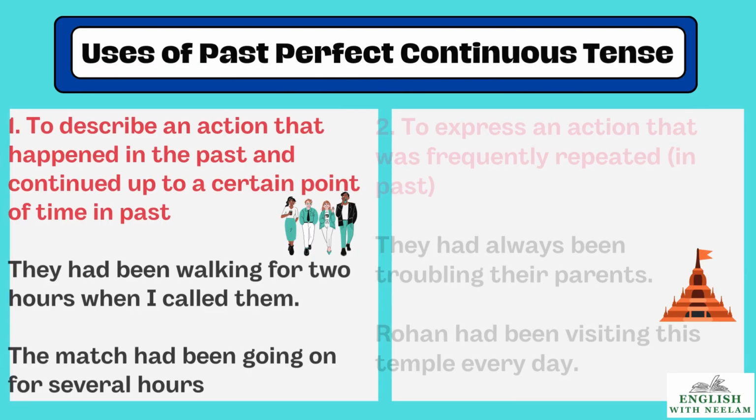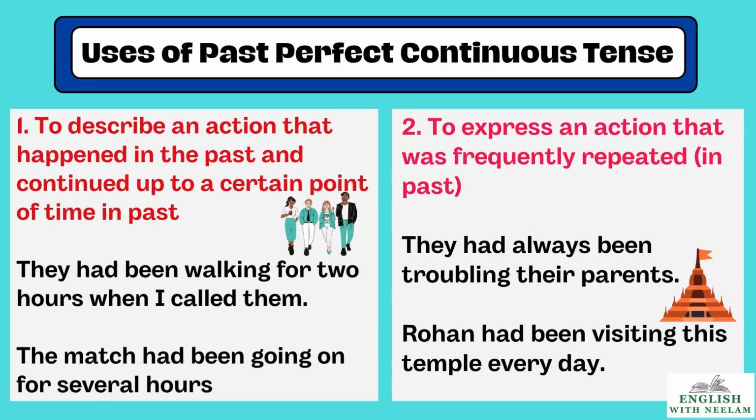Now we come to the uses of past perfect continuous tense. First, children, to describe an action that happened in the past and continued up to a certain point of time in past only. Let us see the examples. They had been walking for 2 hours when I called them. The match had been going on for several hours.